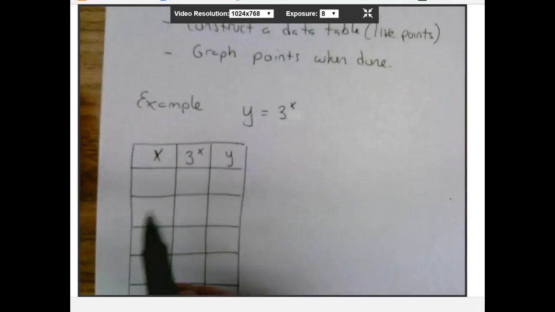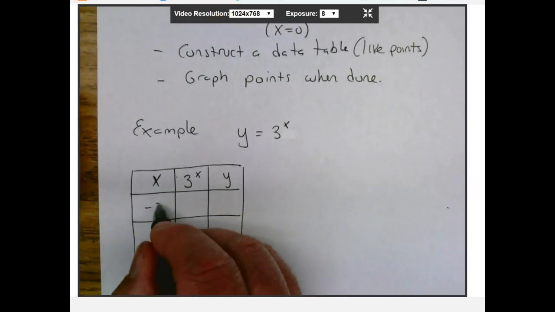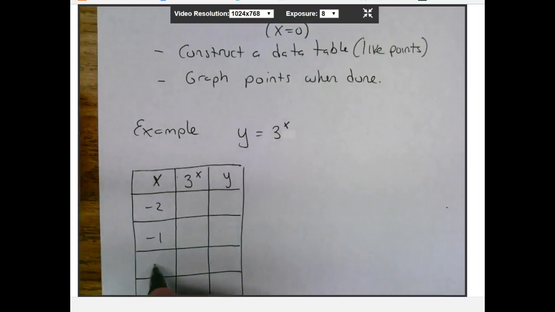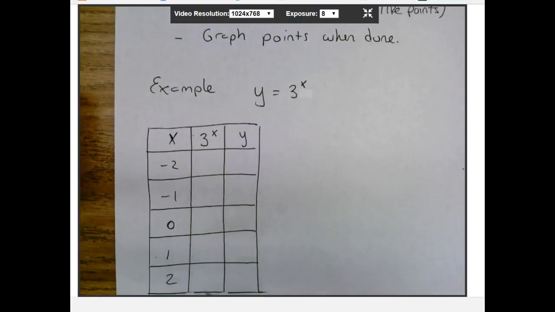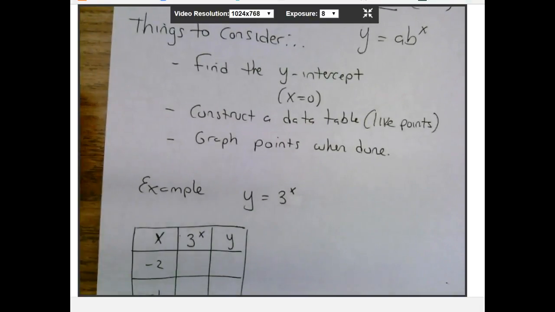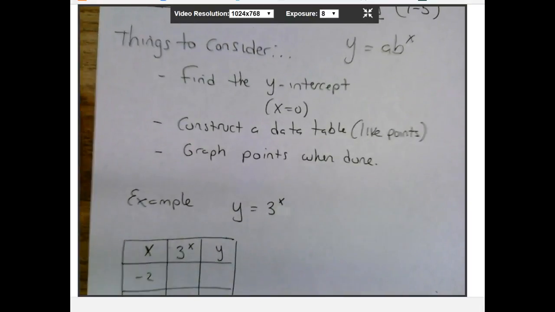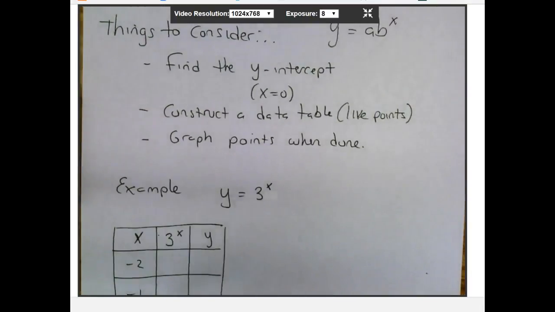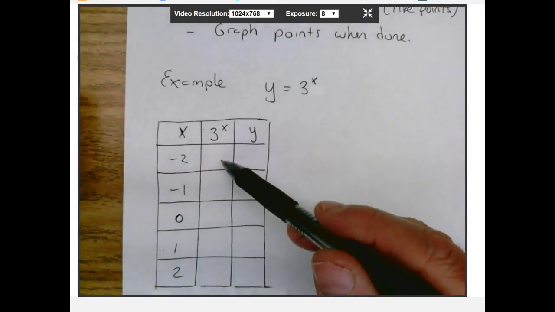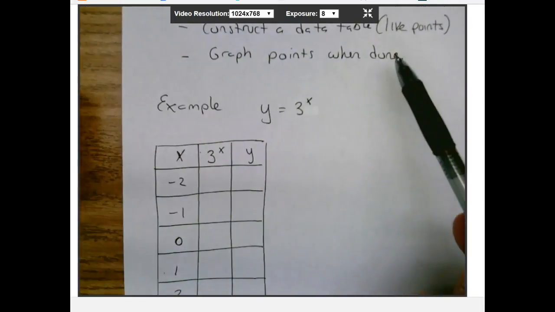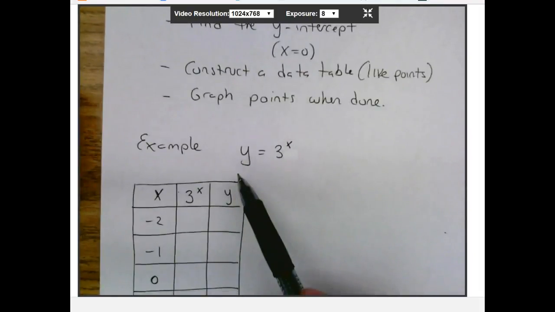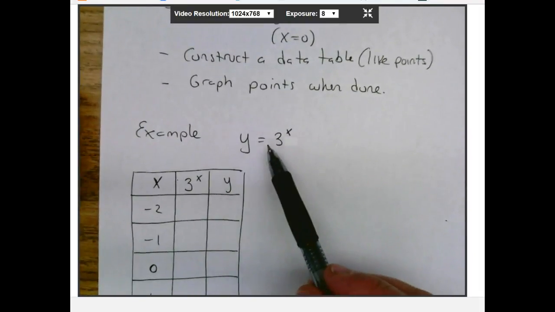So here, what we're going to do is go -2, -1, our y-intercept, and then 1 and 2. So then we have these points matching up. We can get a good amount of points, and they're at the right spacing. Once we figure these out, we'll plug these in here, you'll see in a minute, and then we'll graph it.